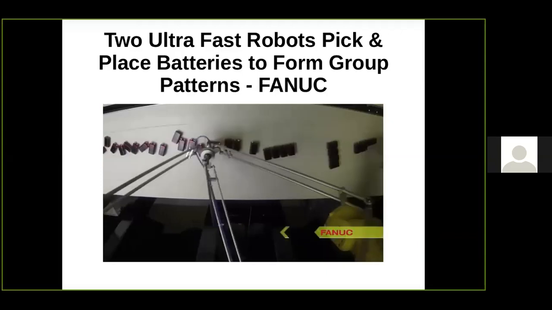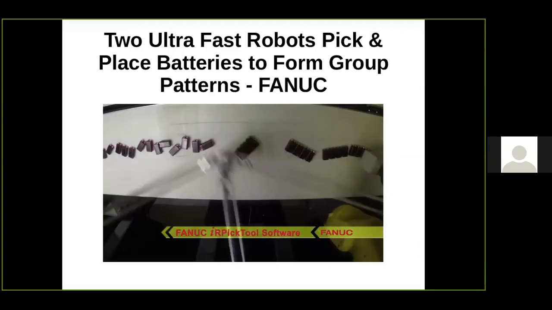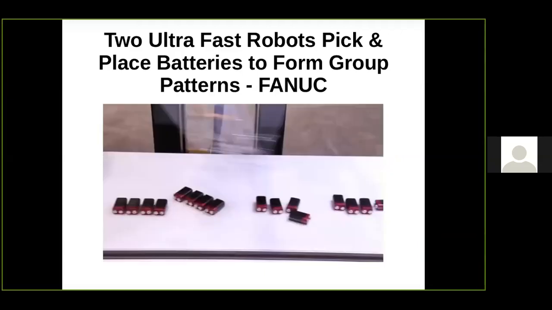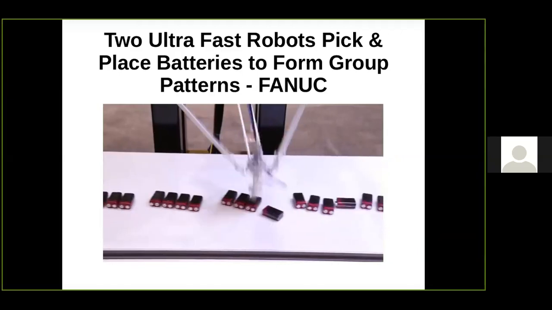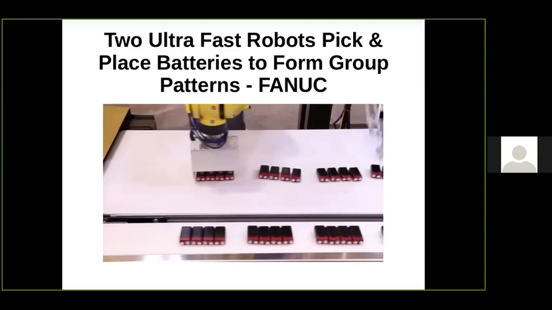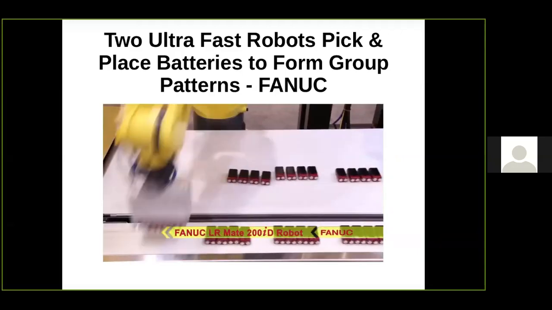This is a view from the robot. The batteries are being placed, and the serial robot is being used to take them and keep them on another conveyor. This is how batteries are packed together.